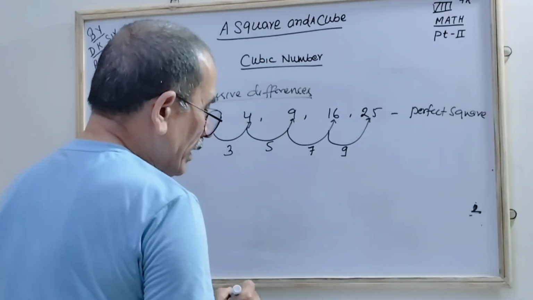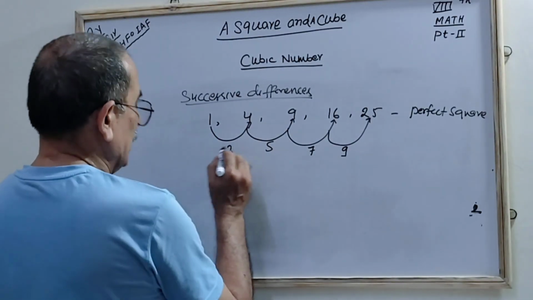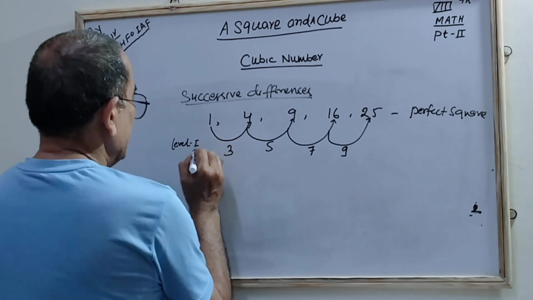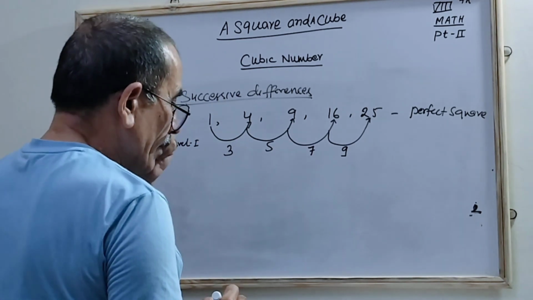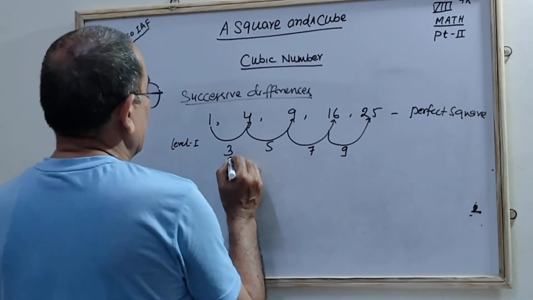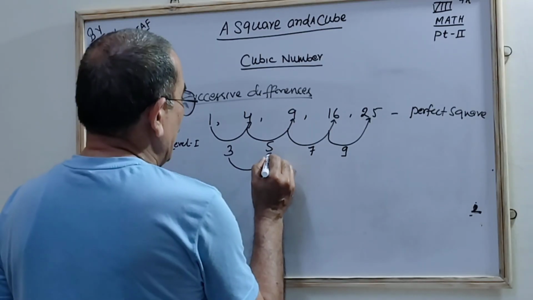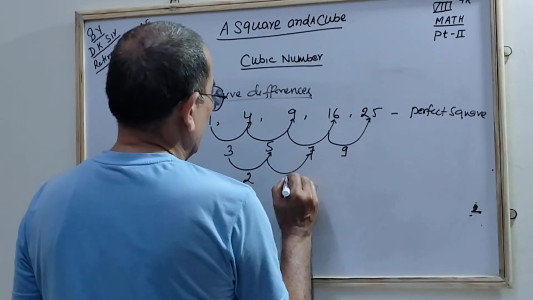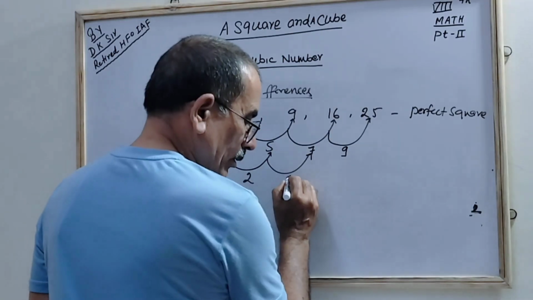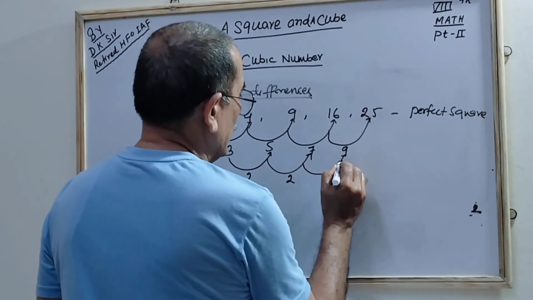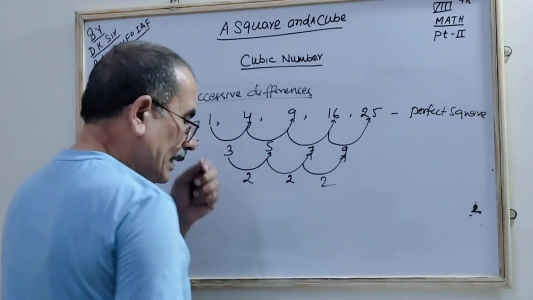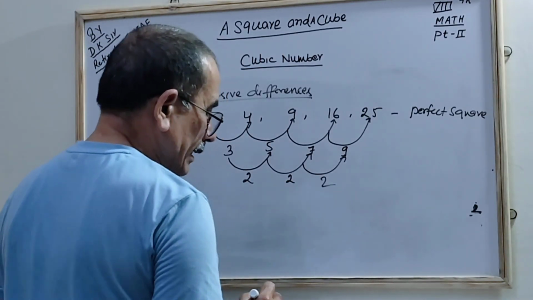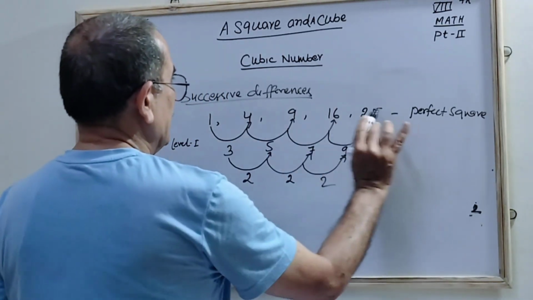All this we have seen is called level 1, correct? In level 2, when you go again, you differentiate. So you find the 3 and the 5, you get the 2, correct? Again you get the 2, correct? This is the relation, the successive differences, we will get. In the same way, we have seen the square.